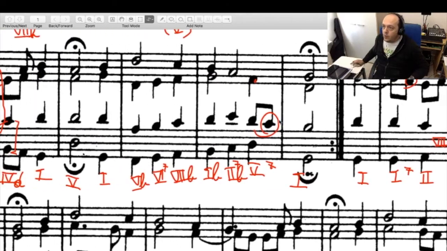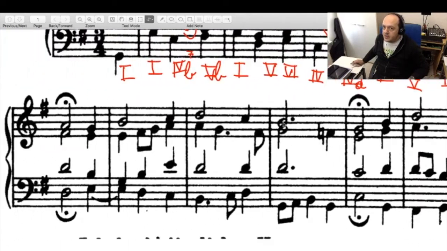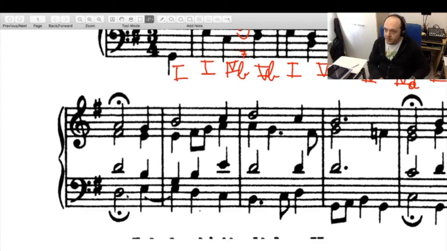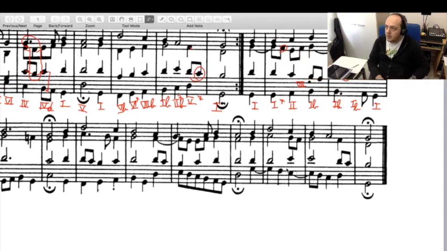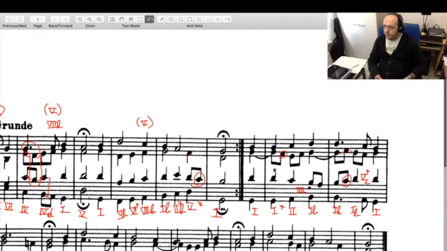Last chord is 5. Yeah, that's it. Chord 5. Let me see if there's anything strange that I missed. No. Lovely parallel compound thirds between the bass and the soprano.